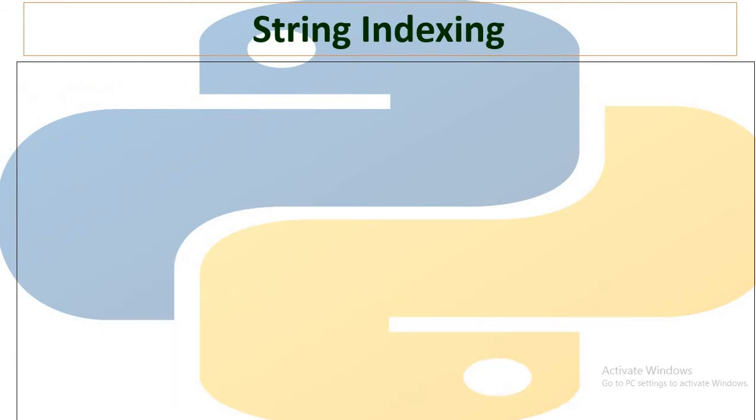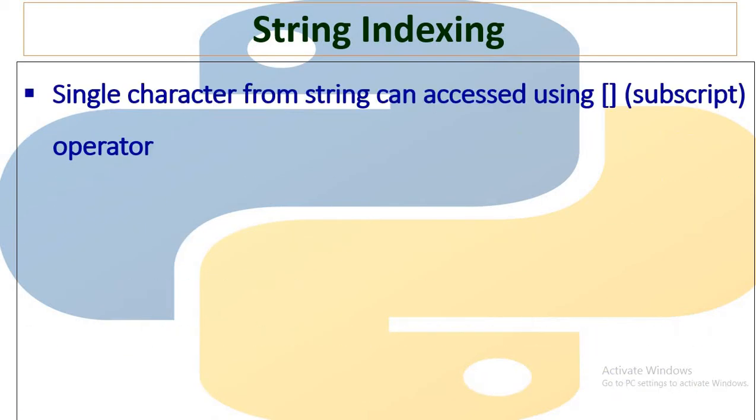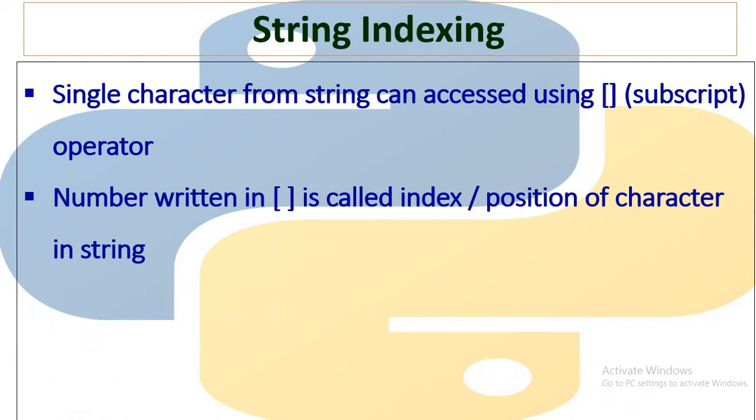Now, how do we access a string in Python, and how can we perform operations on a string? Things cannot be explained without indexing, so we will discuss string indexing. A character from a string can be accessed using the square bracket operator, which is called subscript in Python. We write a number in this square bracket, and that number is called the index or position of that particular character in the string.